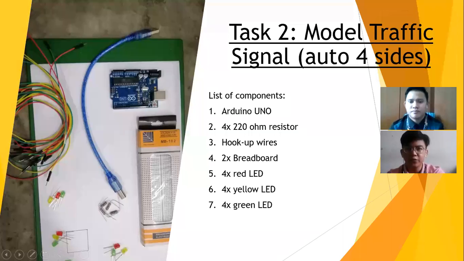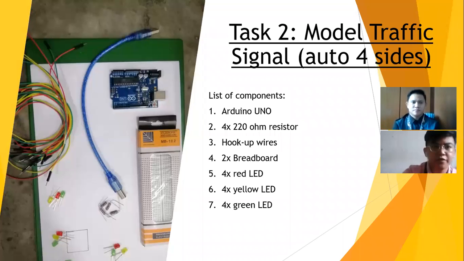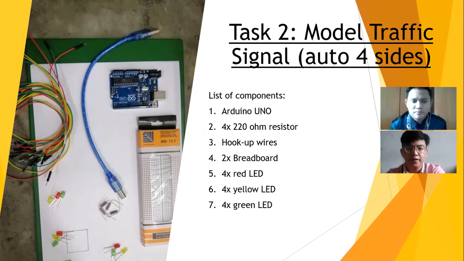Okay, for task two, we were asked to do a model traffic signal, which is four junctions. So the list of our components is Arduino Uno. We are using four 220 ohm resistors and hook up wires to the breadboard, which we need to combine to do the four junctions, and four red LEDs, also four yellow and green LEDs.